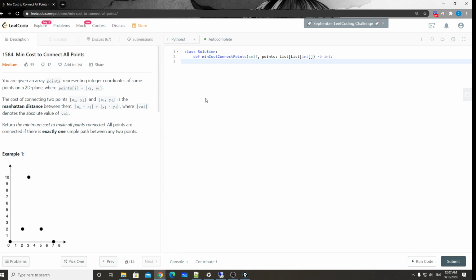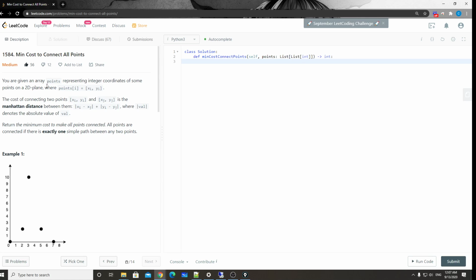So today, before going to bed, I would like to talk about this week's weekly contest, 1584, Minimum Cost to Connect All Points. It's a medium problem. I think it's a good problem anyway.